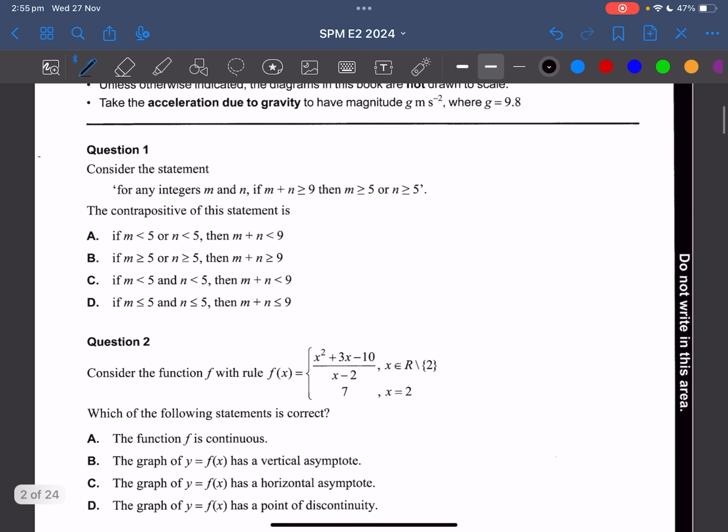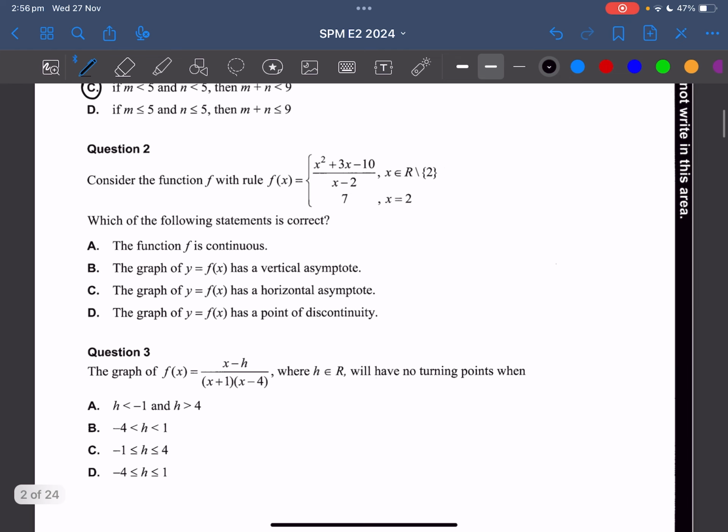So question number 1, consider the statement: for any integers m and n, if m plus n is greater than or equal to 9, then m is greater than or equal to 5, or n is greater than or equal to 5. The contrapositive of this statement is, okay, so contrapositive means that or will become and. So we can clearly cancel options A and B out because they still have or. And the contrapositive will basically be m is less than 5 and n is less than 5, so then m plus n has to be less than 9. So option C should be the answer for this question.